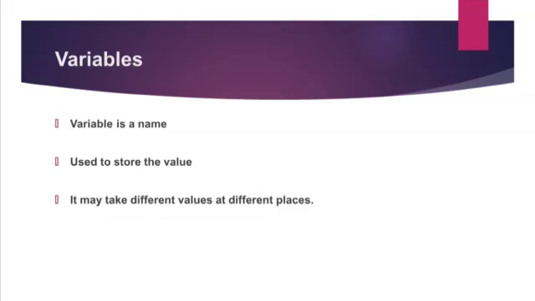A variable is defined as a meaningful name which is used to store a value. A variable may take different values at different places during execution of a program. Every variable can store a single value. That variable must have a unique name and its value can be changed during the execution. The naming of variables has some rules, which are used to define the perfect name for variables.